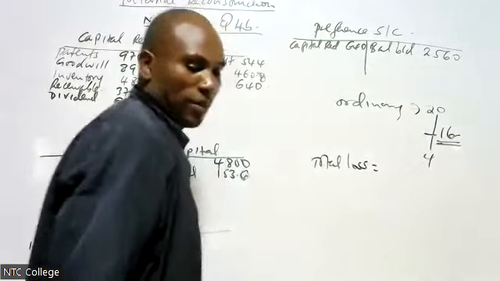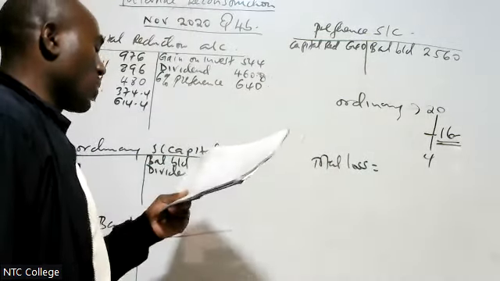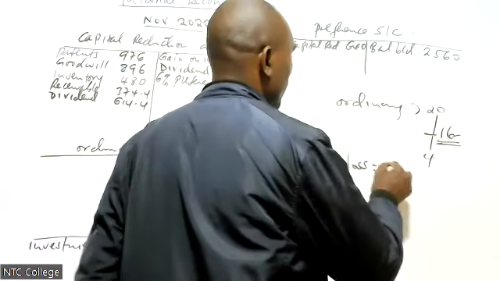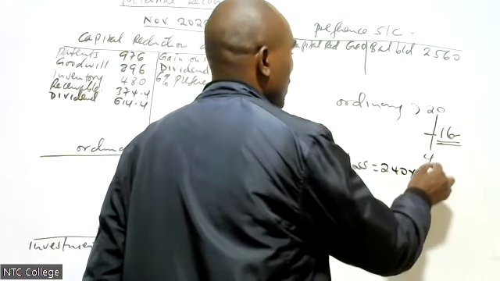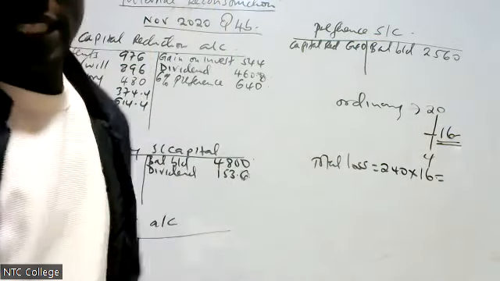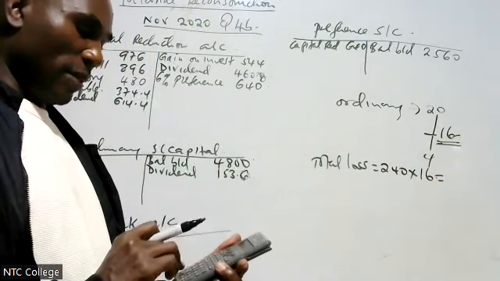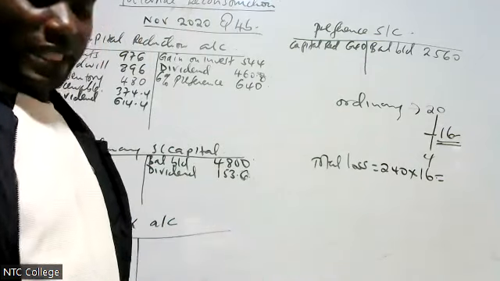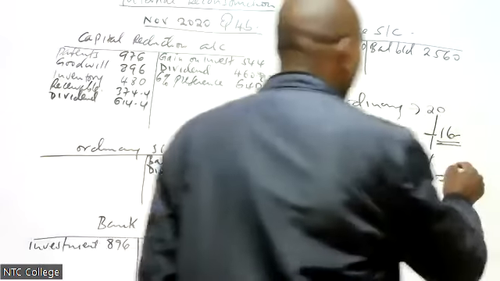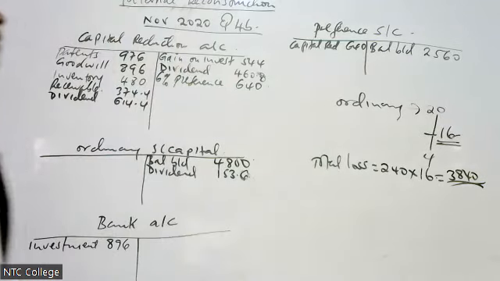Total loss equals, when you check, we have 240 times 16. We are getting 3,840. That is our total loss to be written off.